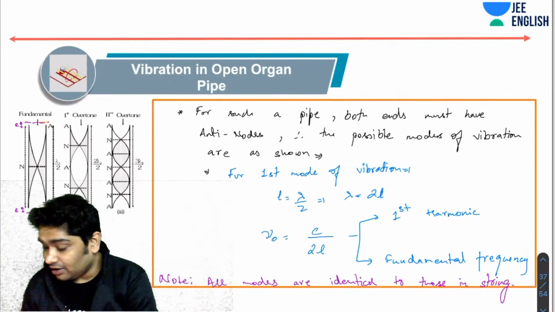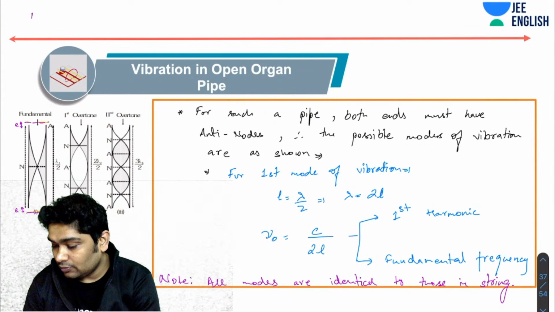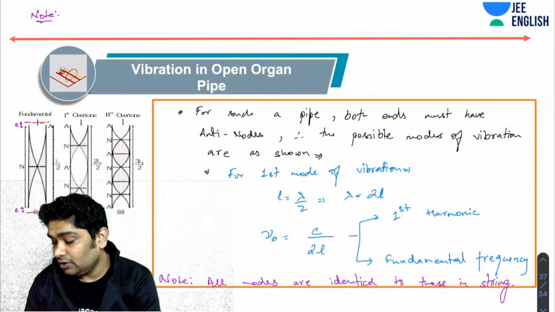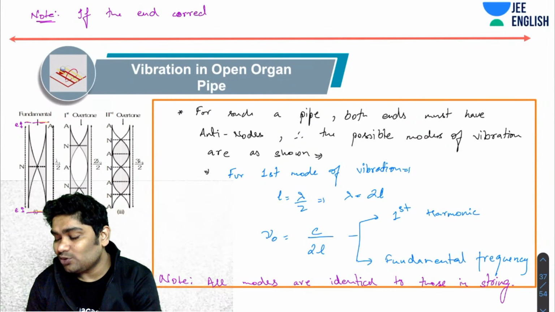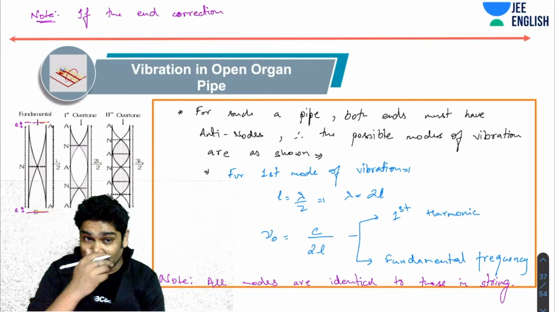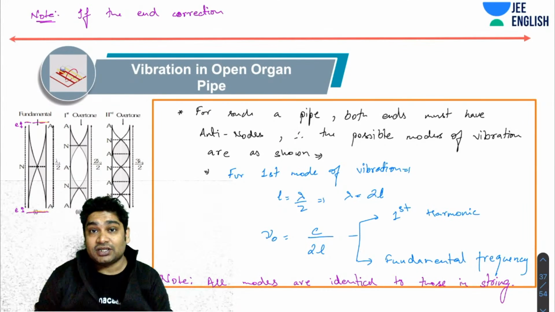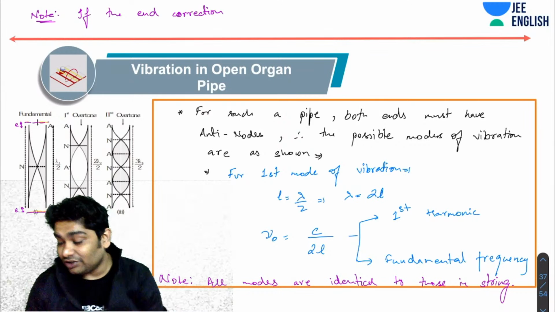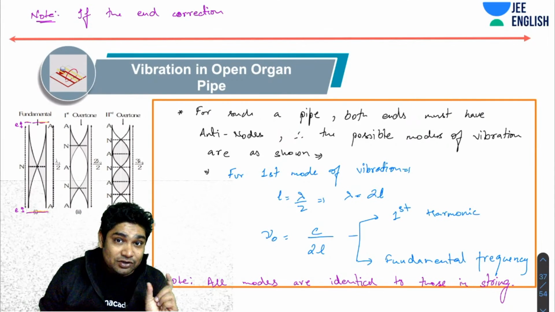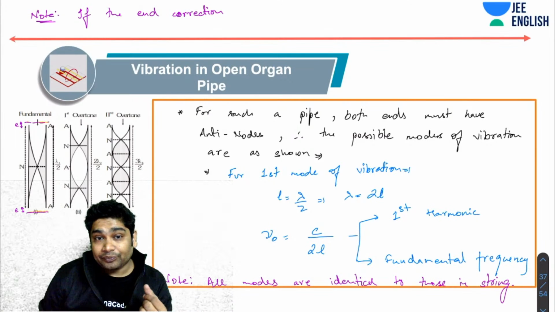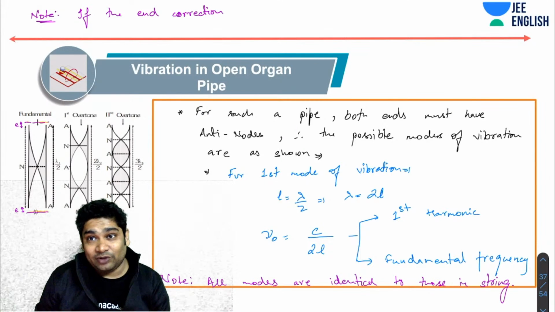Okay, so let's make a note of that here. If the end correction is to be considered, we may choose to ignore it also. We sometimes have to consider it if the question mentions that take the end correction, or if the question mentions the radius of the tube or the diameter of the tube, then that implies you have to consider the end correction.